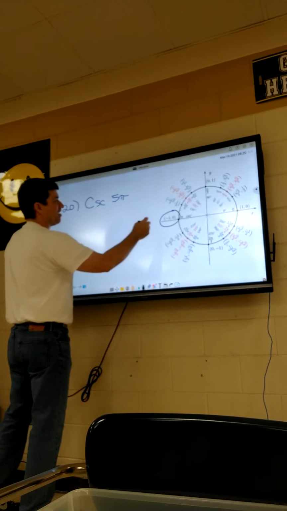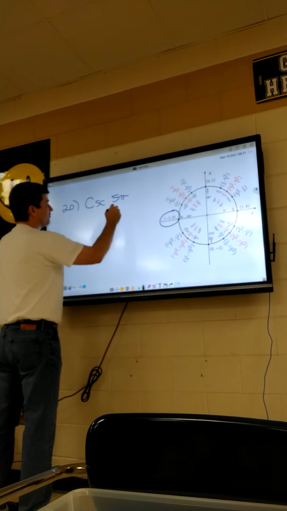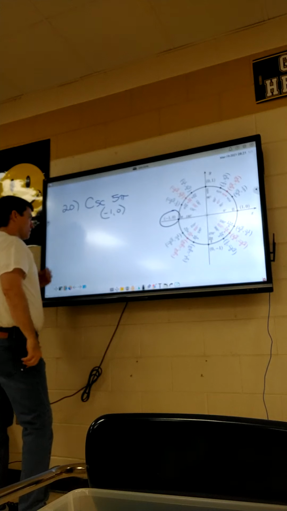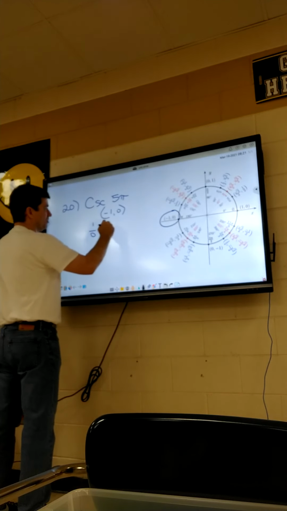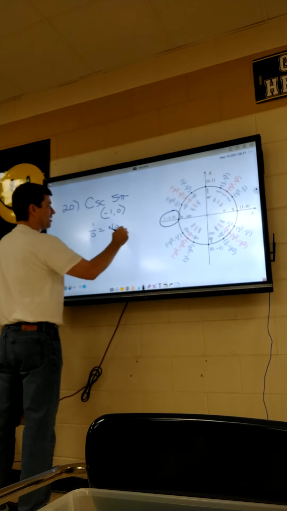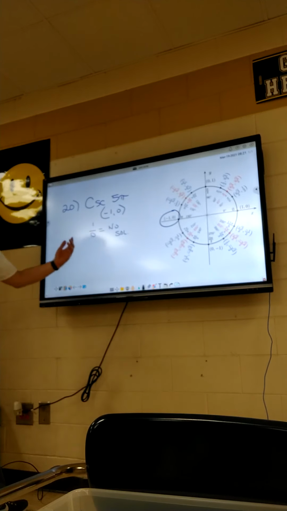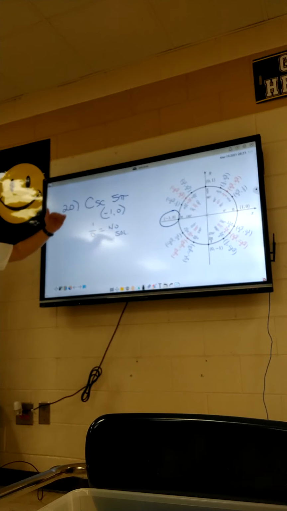All right, so 5 pi is here. What's that formula, Sarah? So 1 over 0 is undefined. So no solution, undefined, whatever you want to write down. Because you can't have 0 on the bottom of a fraction. So again, that's a one-step problem as long as you know where to find it.